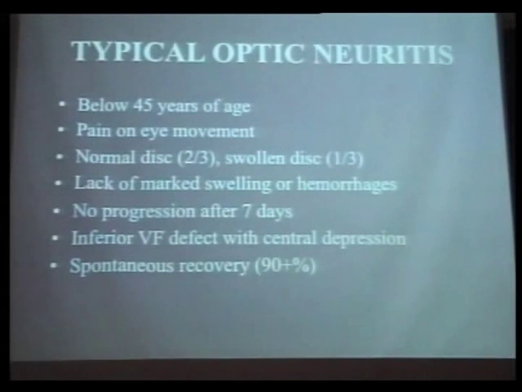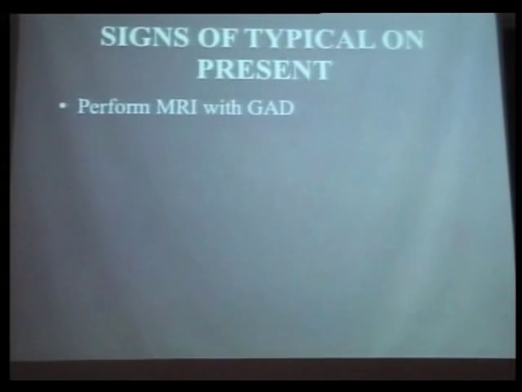The type of visual field defect: when I was a fellow, we were taught that it was a central scotoma, and if you saw an altitudinal visual field defect, it was a vasculitis from some other cause. That's wrong. We have learned from the optic neuritis treatment trial that the most frequent visual field defect is an inferior altitudinal defect with some sort of central depression, and most of the patients, 90% or more, will get better on their own without medication. So, what do I do?